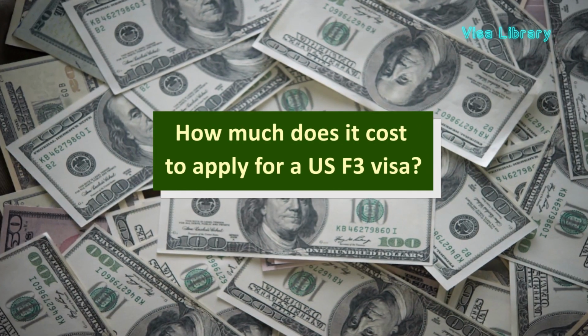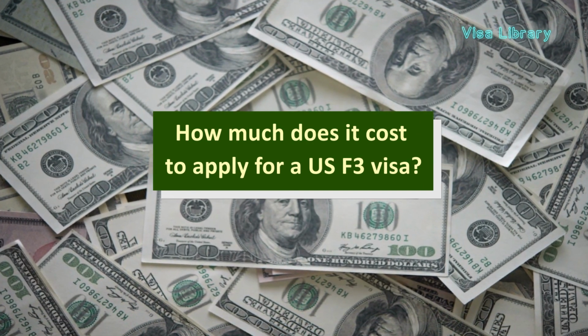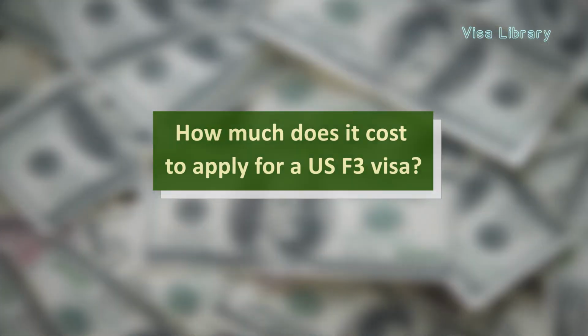How much does it cost to apply for a US F3 visa? You have to pay a fee for different services and actions. These costs are determined by USCIS, so the fee is not clear. But you should definitely pay for a fee for, number 1, filing Form I-130. It is about $535. Number 2, Form DS-260 processing.